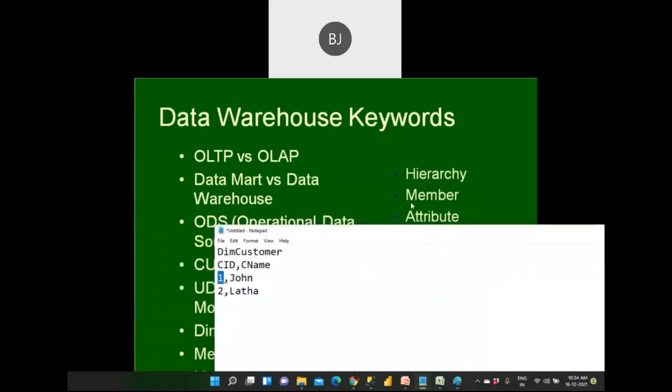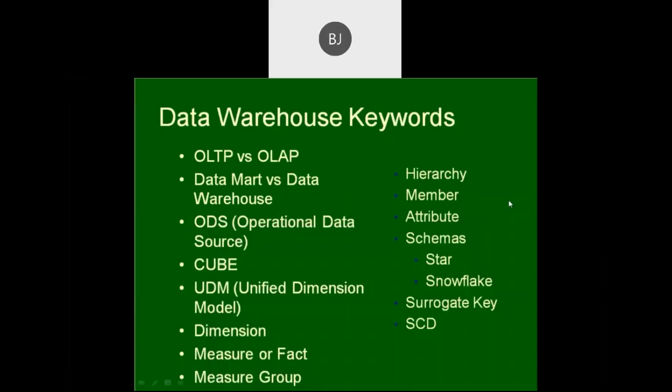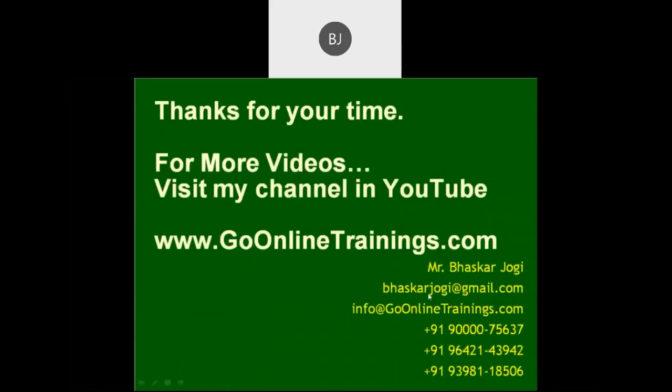So what is a member? Member means data. What is John? John is a member. What is Lata? Lata is a member. What is 2? 2 is a member. So member means a data or a value. What is this? Column name. Column names are called attributes. Clear? In a given attribute, you will have a lot of data members. John is a member, or data, or it is called a value. Understood? What is a star schema? What is a snowflake schema? We discussed those. In later classes, we'll discuss what a surrogate key is and what a slowly changing dimension is. Any questions?